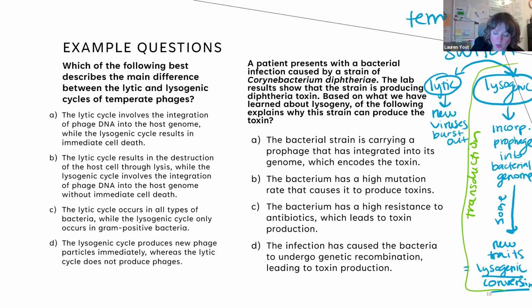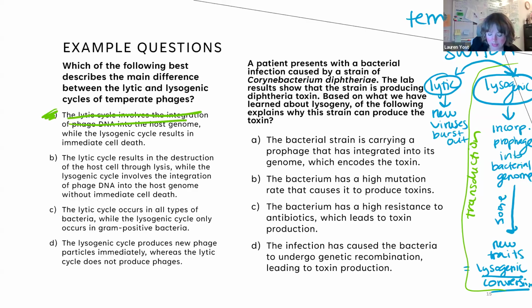Okay, so first question, which of the following best describes the main difference between lytic and lysogenic cycles of temperate phages? The lytic cycle, again, new viruses. Lysogenic cycle, again, incorporating it into the genome. So our choice A, the lytic cycle involves the integration of the phage DNA. That's already wrong. That's the lysogenic.